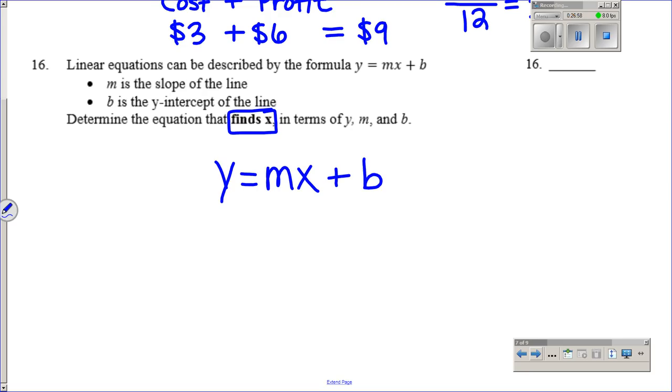So we're going to look to see where our x is located. I'm just going to box it. We have m times x plus b. So the first thing we need to move is the b, so we're going to subtract b on both sides.